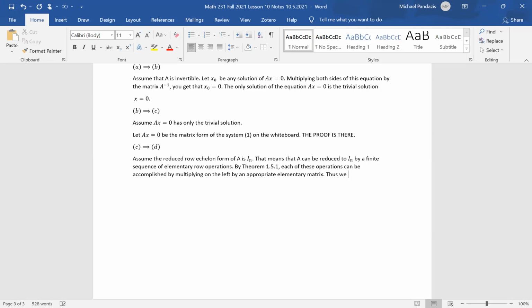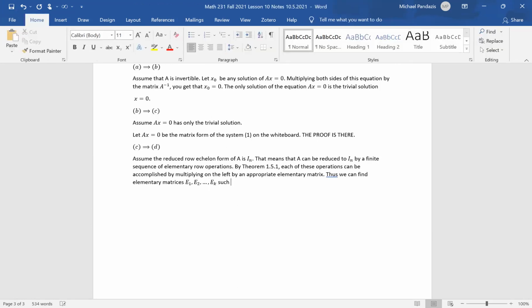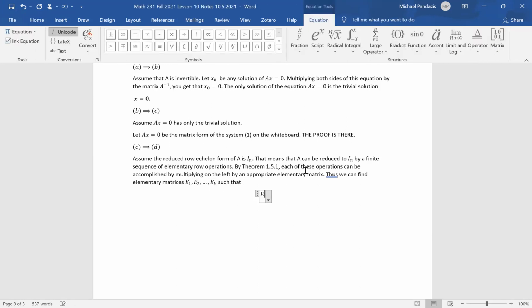Thus, we can find elementary matrices E1, E2, ..., E sub k, such that the following happens. If we multiply E sub k, E sub k minus 1, ..., E sub 2, E sub 1, in that order, by A, it is equal to I sub n.